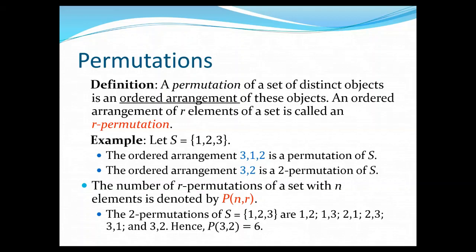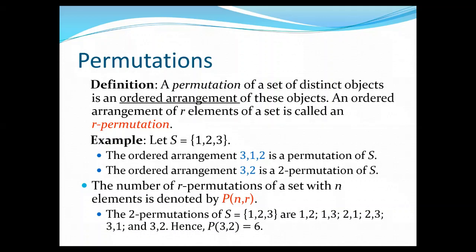So that's the meaning of ordered arrangement. Again, a permutation of a set of distinct objects is an ordered arrangement of these objects. Don't forget these two characteristics of a permutation: distinct objects and ordered arrangement. Let's continue about permutation.